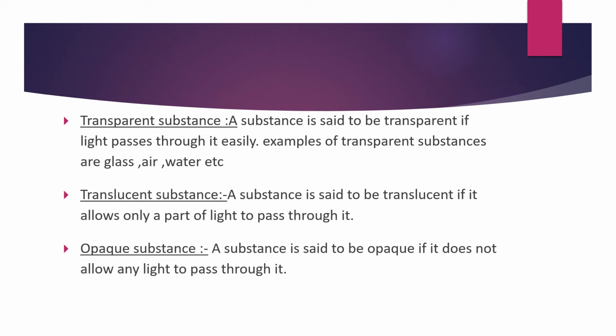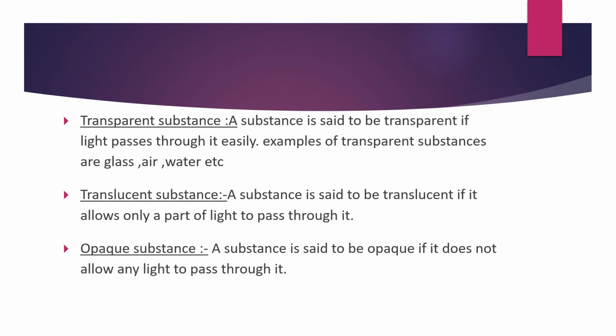Transparent substance. A substance is said to be transparent if light passes through it easily. Examples of transparent substances are glass, air, water, etc. Through the transparent substance, 100% of the light falling on the substance passes through it. We can look through the transparent substance.